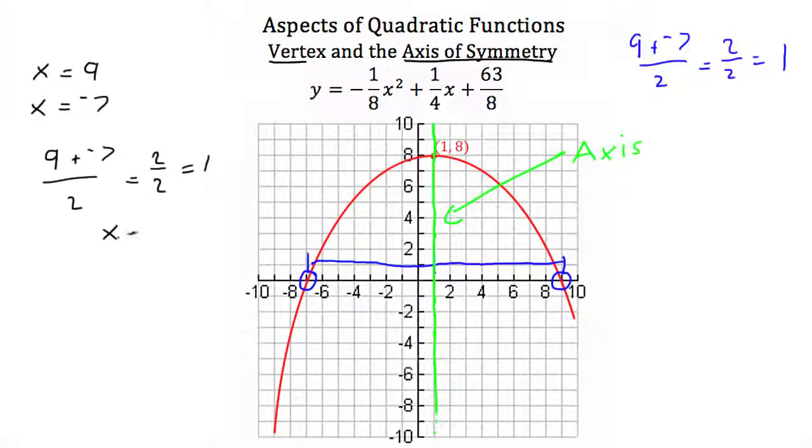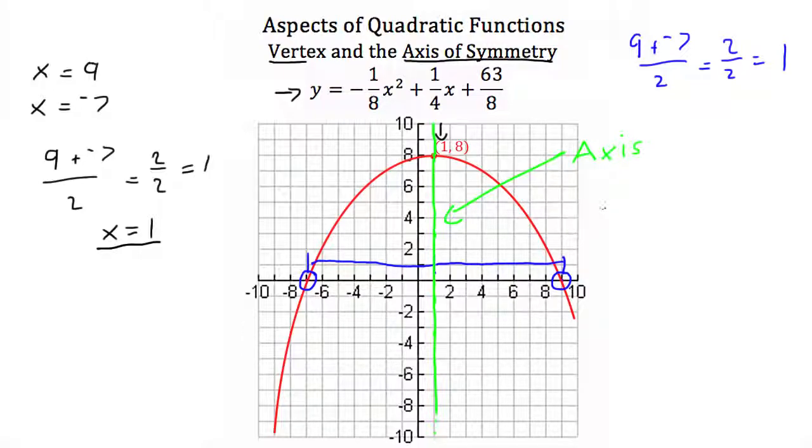And I would get x is equal to 1. So I found the x-coordinate of my vertex just by finding what's halfway between my two zeros. Now if I want to find the y-coordinate of my vertex, all I do is plug this value for x back into our original equation.